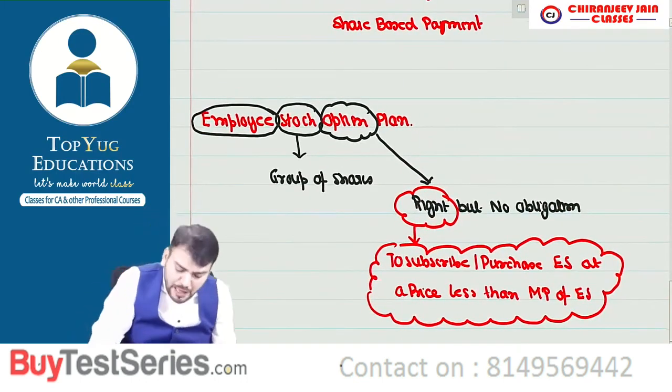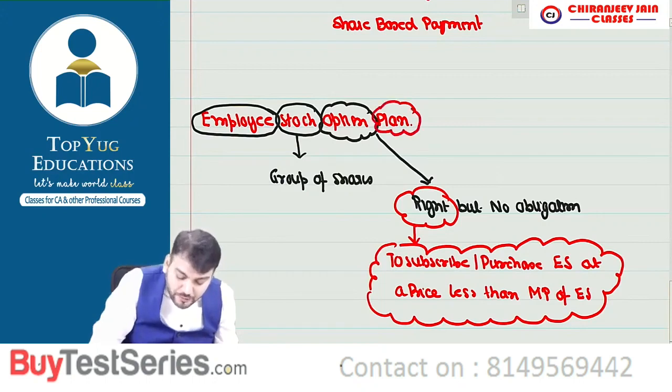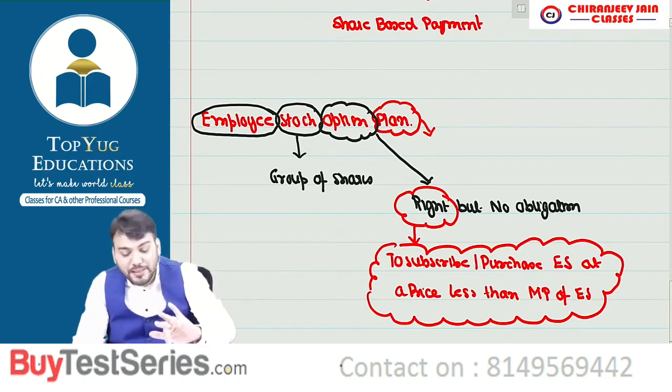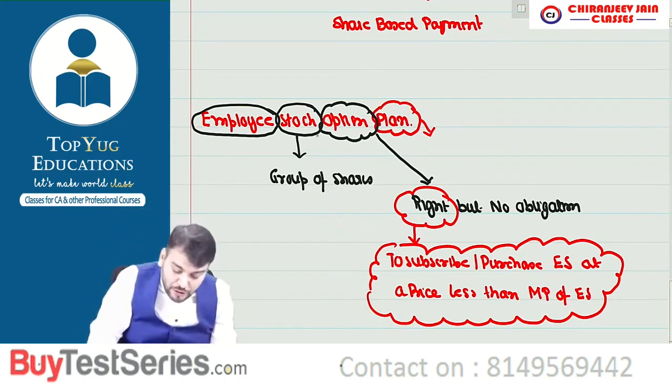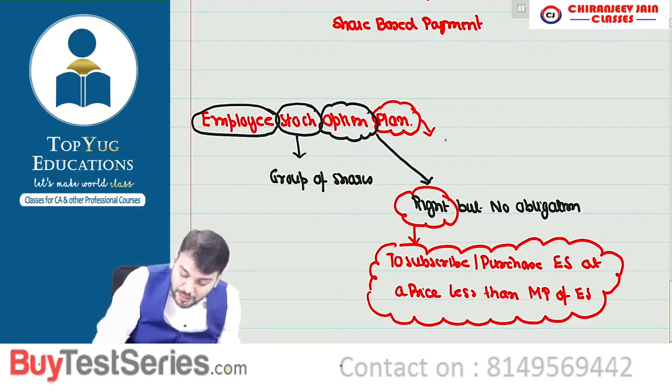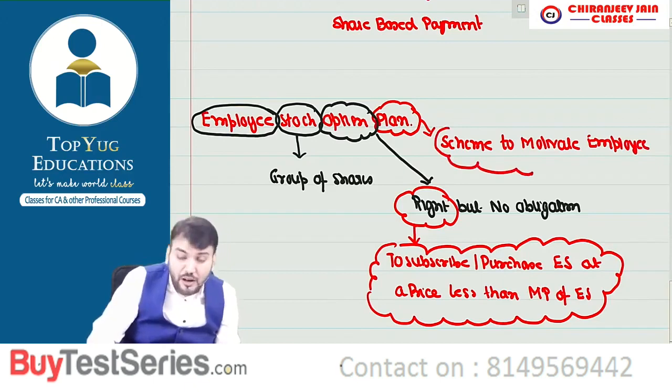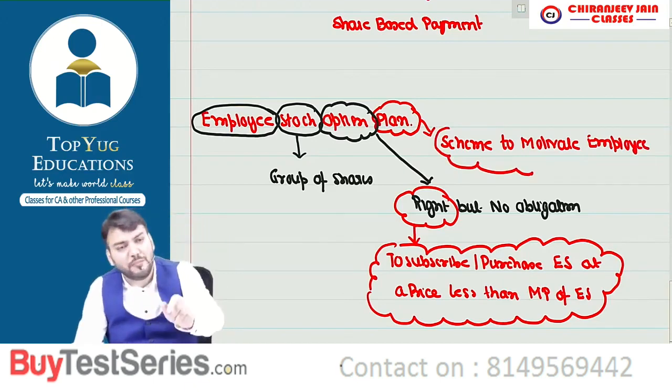Correct. Understood. Plan means, of course, this is a plan which is announced by the entity to motivate employees. So employee stock option plan, this plan is a scheme. Plan means scheme to motivate employees. Are you getting what I am saying? So whenever an option is given, that is always to motivate.